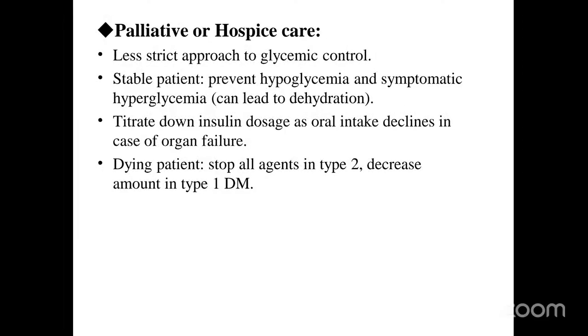In palliative or hospice care facilities, with this strict approach to glycemic control in a stable patient, we have to prevent hypoglycemia and symptomatic hyperglycemia, which can eventually lead to dehydration. Also, we have to titrate down insulin dosage as oral intake declines in case of organ failure. In critically ill or dying patients, we have to stop all agents in type 2 diabetes, and decrease the amount of insulin in type 1 diabetes.